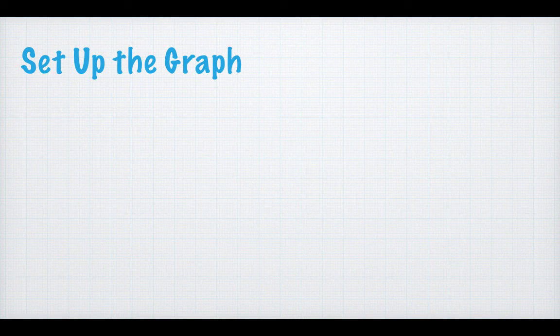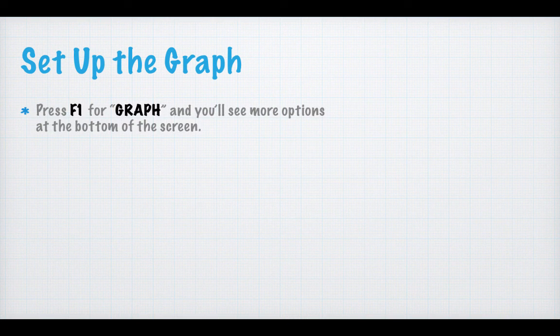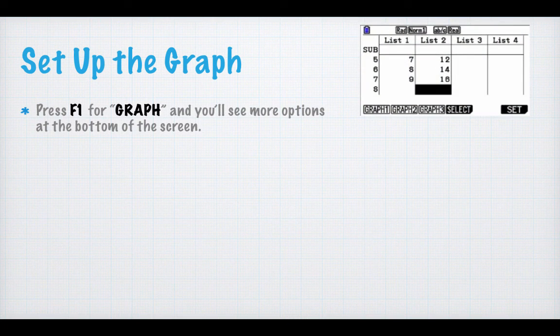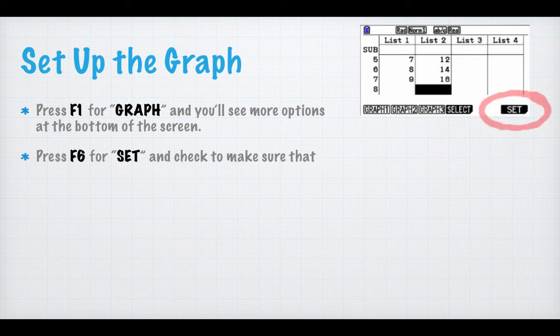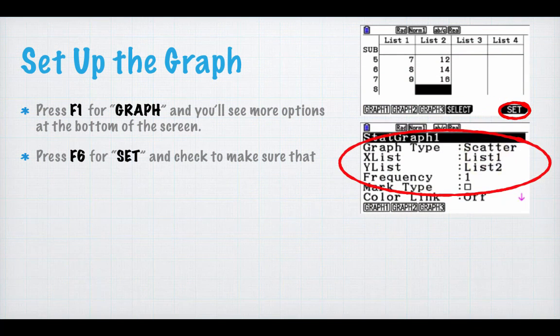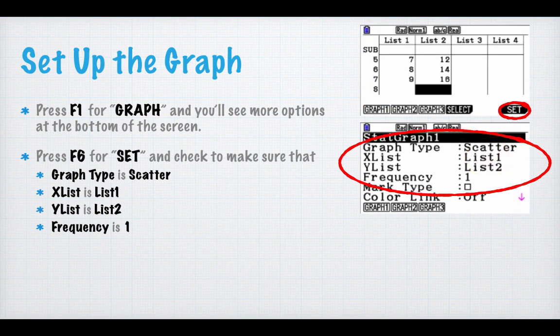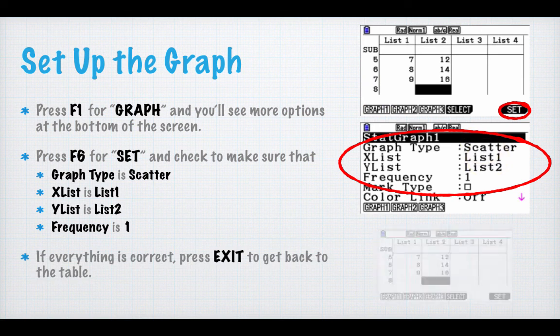Okay, then we set up the graph. Very important because we need it to look like a scatter plot. So press F1 for graph, and we see some options at the bottom. It's not going to graph for us right away. It's just going to give us a new menu at the bottom of the screen that has graph 1, graph 2, graph 3, select, and set. So I need to press F6 for set, just to make sure that my graph looks good. So the graph type is a scatter plot. The x's are in list 1, the y's are in list 2, and every number has a frequency of 1. Okay? So that has to be all correct.